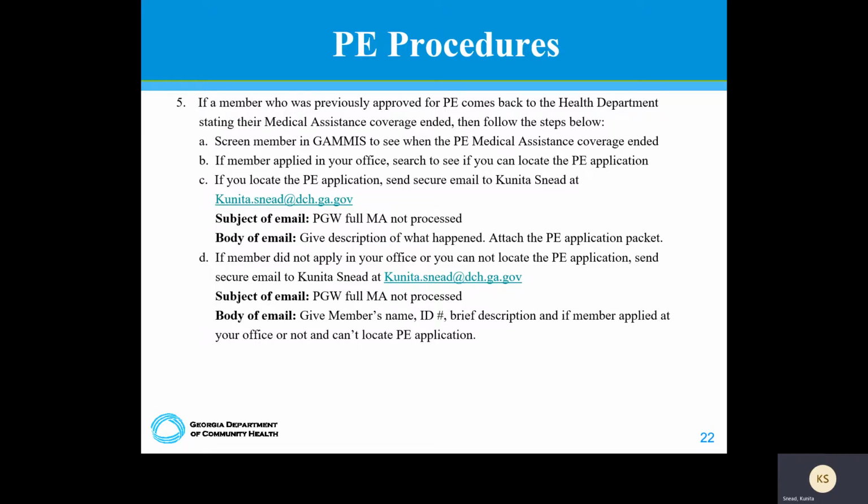Based off of that, if they applied in your office, I would need you to try to locate the PE packet for me. And if you're able to do that, send me an email and attach the PE packet to the email so I can have that information when I'm doing my research. If the member did not apply to your facility or you cannot locate the PE packet, then make sure that you send me an email to let me know the member's information. And I will take it from there to research it to actually see what's going on.